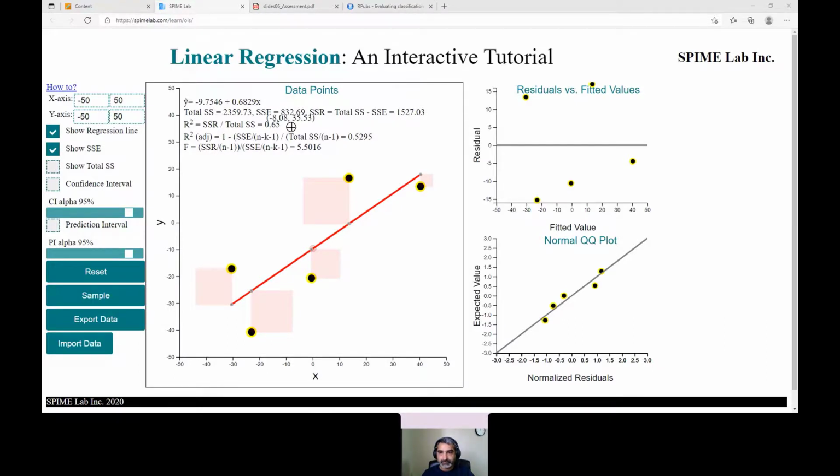Okay. For classification, confusion matrix. For regression, squared errors. Just 2 things that you need to remember for today, okay? The red line that you see here is the regression model for these points. And it has 2 parameters. One is this one, you see, minus 9.75. And the second parameter is this one, 0.68.